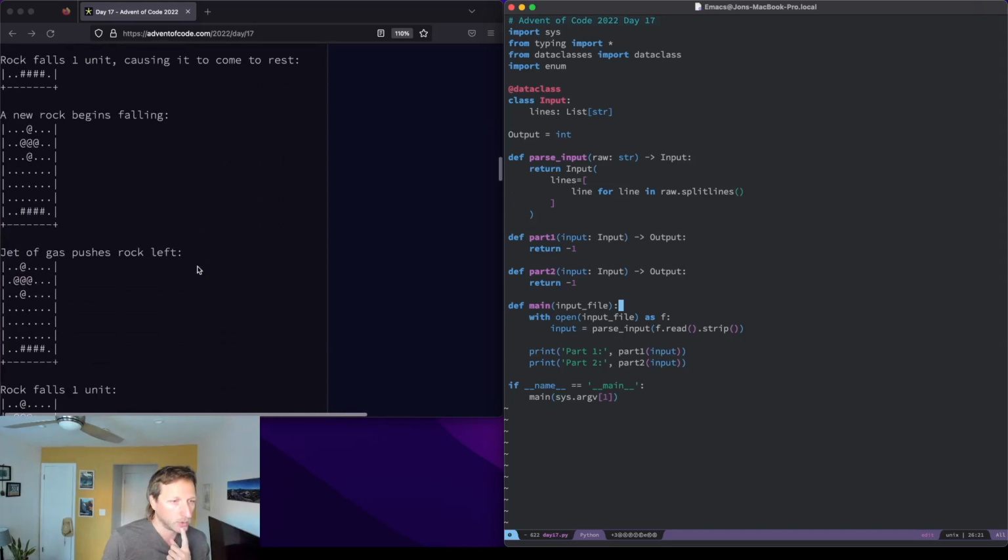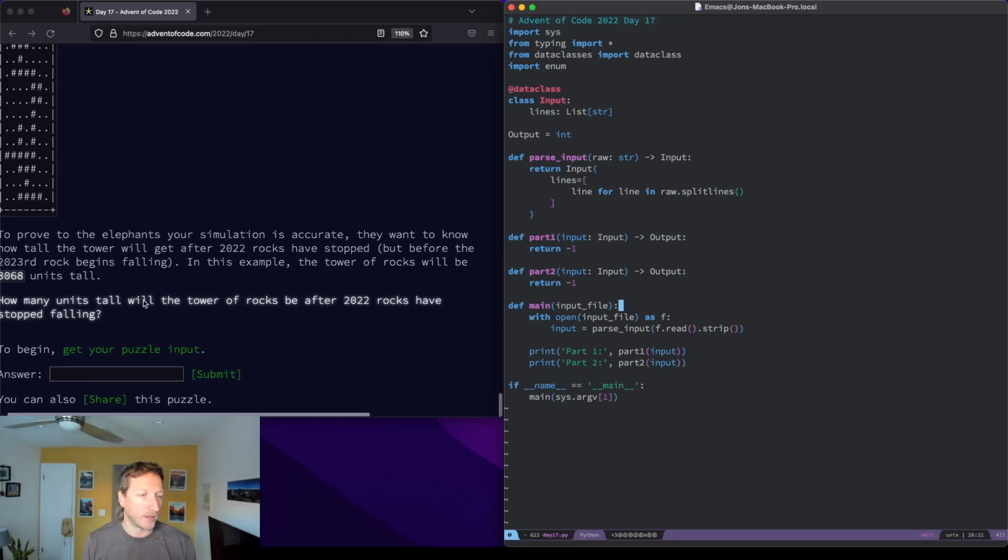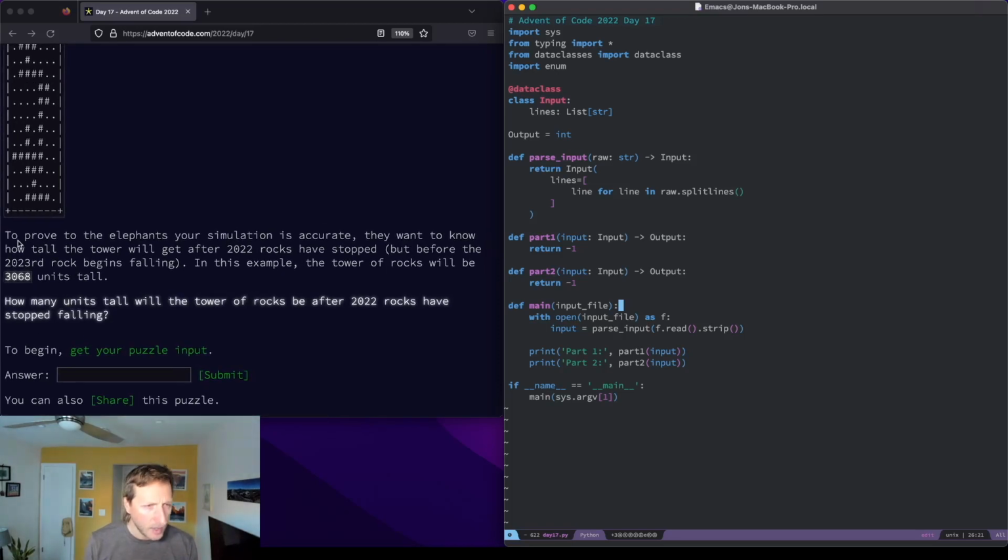Cool. All right, let's get our input, read in everything, start writing some code. Prove to the elephants your simulation is accurate. They want to know how tall the tower will get after 2,022 rocks have stopped, but before the 2023rd rock begins falling.